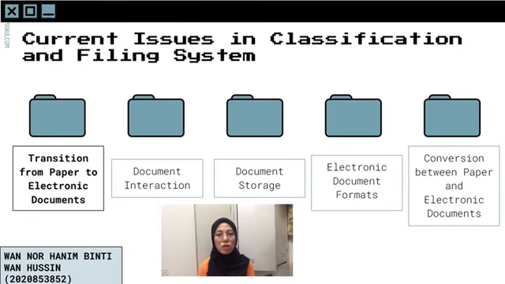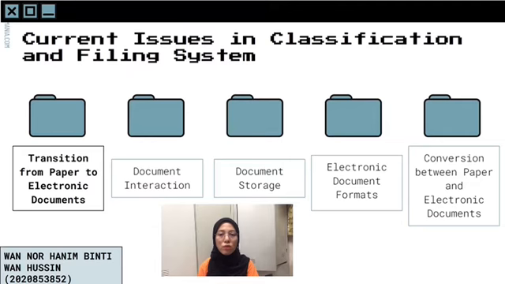Document storage. Enterprise-level document management systems are quite complex and highly structured. There are several suppliers of tools and solutions for structured document management. The challenge is to provide the informal design and ease of use characterizing paper filing systems to a departmental electronic filing system. Electronic document formats.